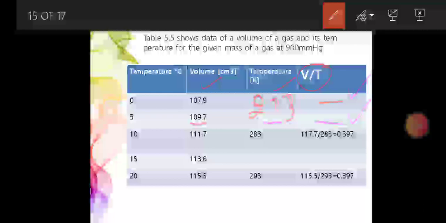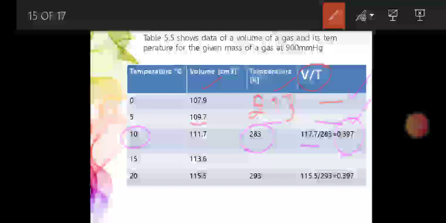I have done two for you just to help you out. Third and fifth have been done by me. Look at this. 10 degrees Celsius has been converted to 283 Kelvins by adding 273 to it, and then I have divided 117.7 by 283, V over T. So my V over T calculated is 0.397. I hope the readings you are calculating for 1 and 2 are also coming out the same.